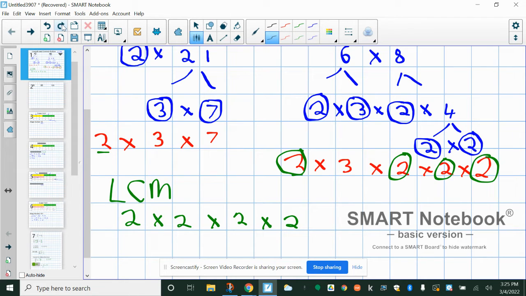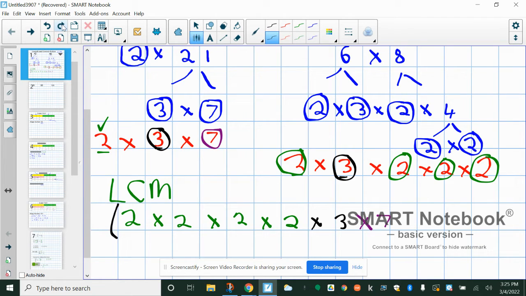Now, is there any other numbers that are common to both sides? Yes, 3. There's a 3 on both lists. So because there's 1 on both lists, it really doesn't matter which one I use. So I take one of those 3's and I put that in the list as well. The 7 is left over on its own. So I can pop that 7 in there as well. I have to include it.